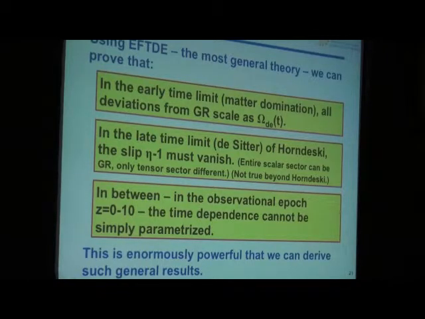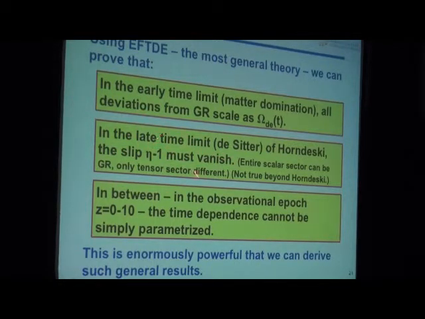In the late time limit, as you go to a de Sitter future universe, of the class of Horndeski theories, the slip, the difference between these metric potentials, has to vanish. This has now been proved generally using this EFT framework. And so that's a very important result. In fact, not only can the slip vanish, but you can set the gravitational coupling to be that of GR. And so that makes the entire scalar sector indistinguishable from general relativity in the de Sitter limit. But the tensor sector will still be different. So this again points up why you want this complementarity between galaxy surveys and CMB surveys. You want to be able to know both the scalar sector and the tensor sector.